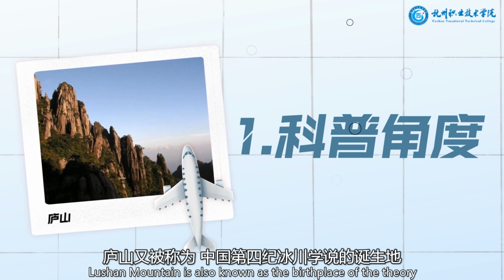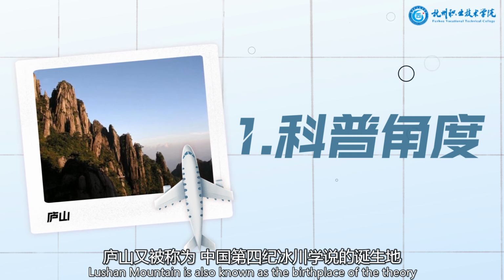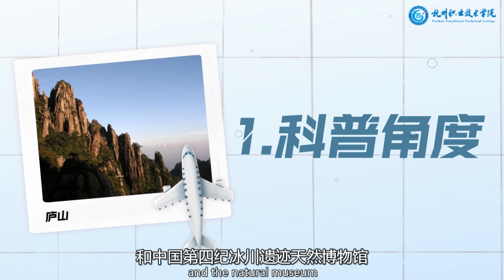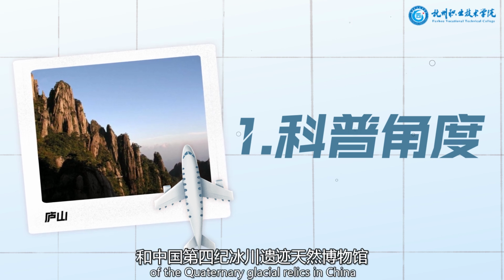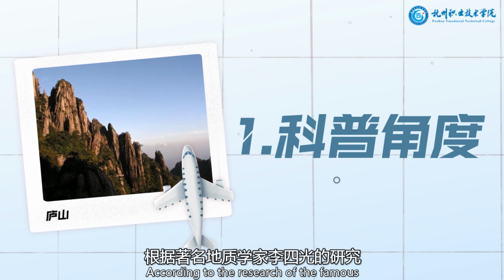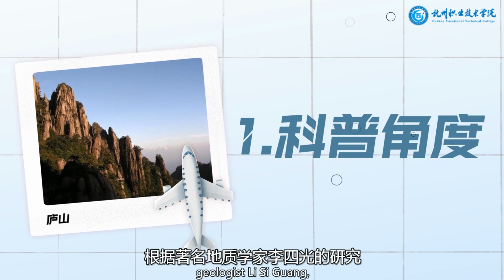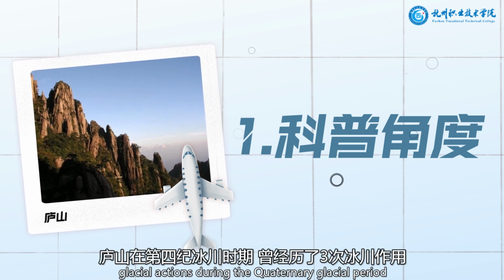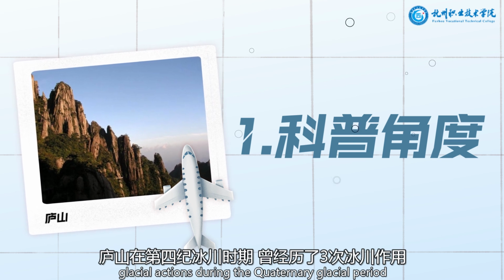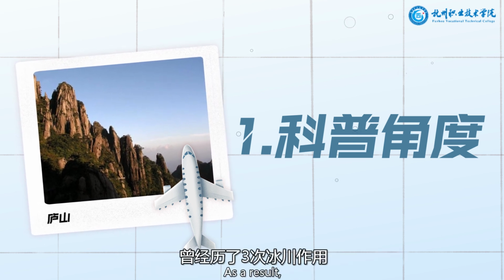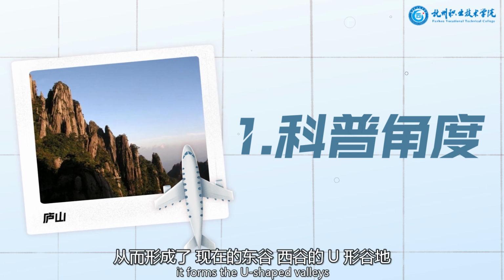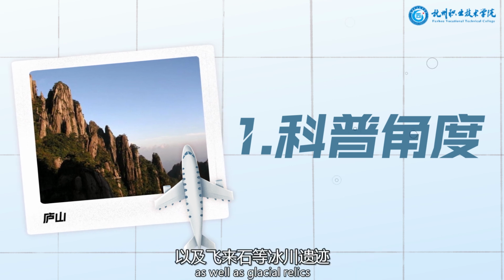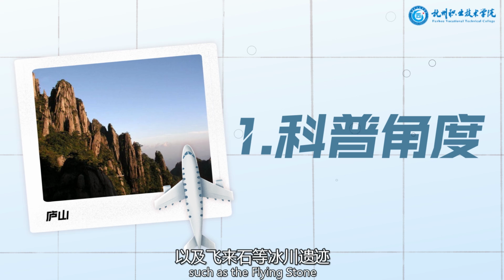Lushan Mountain is also known as the birthplace of the theory of Quaternary glaciation in China, and the Natural Museum of the Quaternary Glacial Relics in China. According to the research of the famous geologist Li Siguang, Lushan Mountain experienced 3 glacial actions during the Quaternary Glacial period. As a result, it forms the U-shaped valleys of the East Valley and the West Valley, as well as glacial relics such as the Flying Stone.